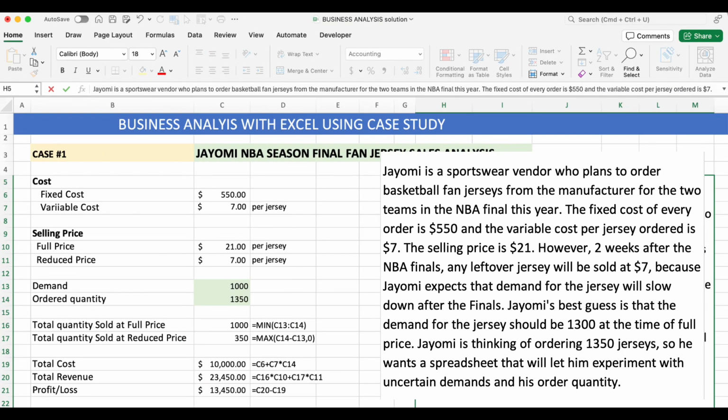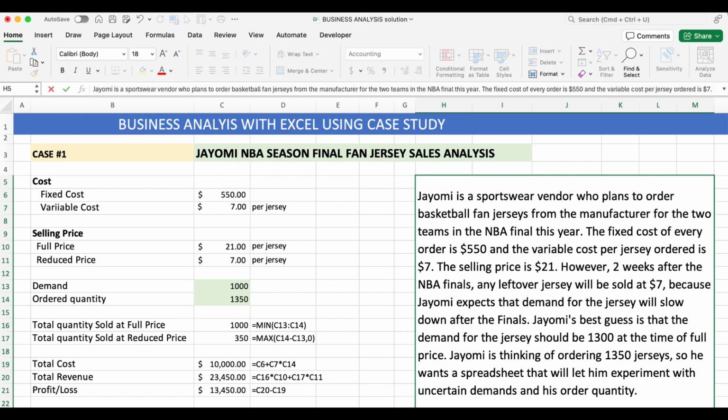We have produced together a simple spreadsheet to solve this business case analysis that you can pass on to your client to do his own experiment.